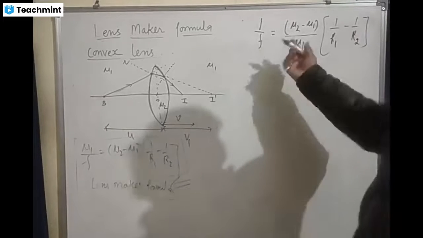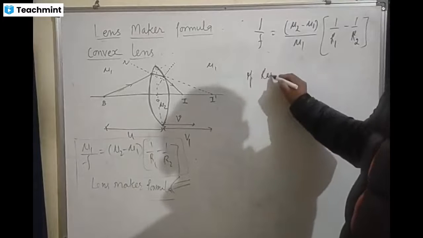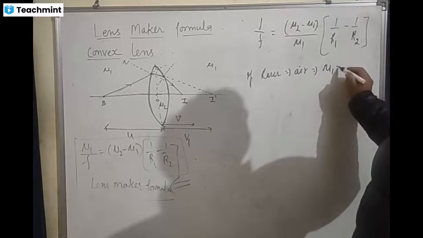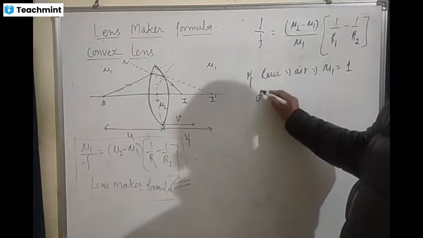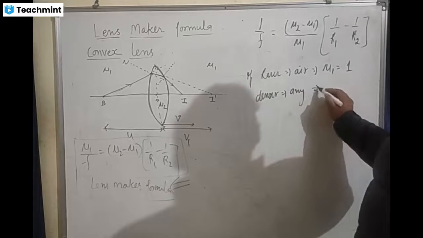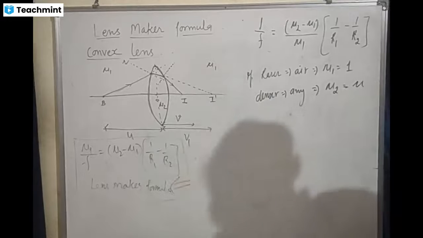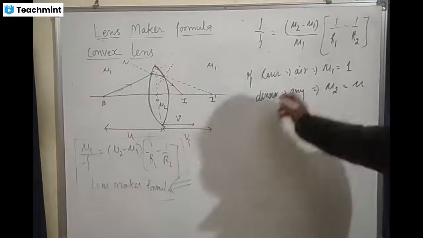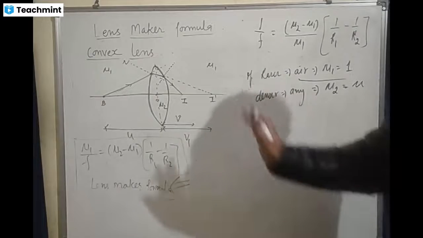Clear? Or suppose the rarer medium is air, then the refractive index of air is 1. And the denser medium may be any medium, so we can take it as mu. If we take the rarer medium as air, the refractive index of air is 1, and the second medium that we are taking is any medium.